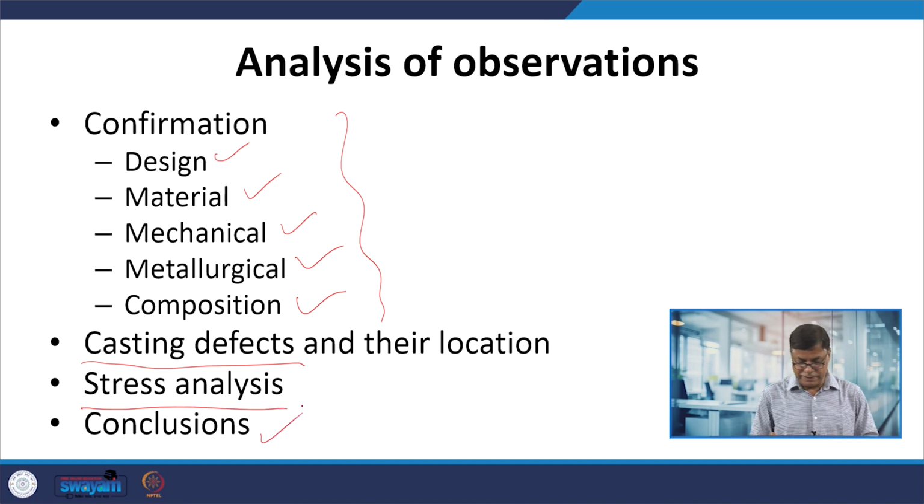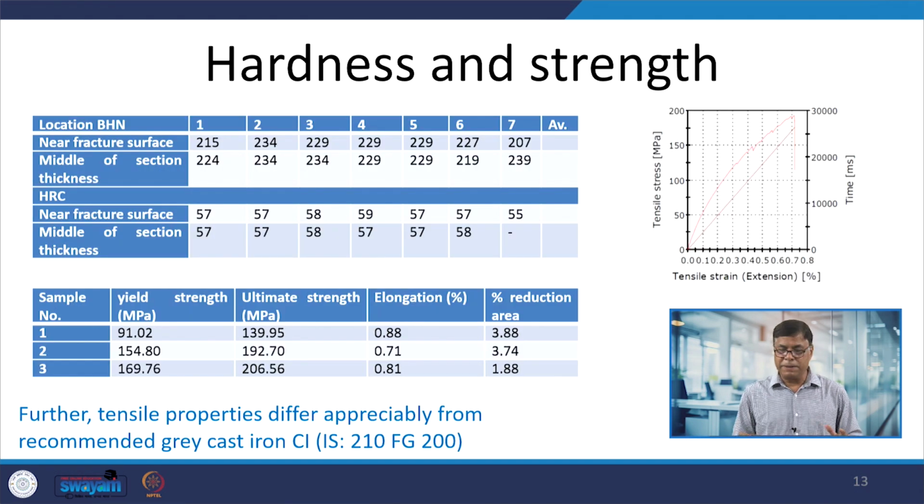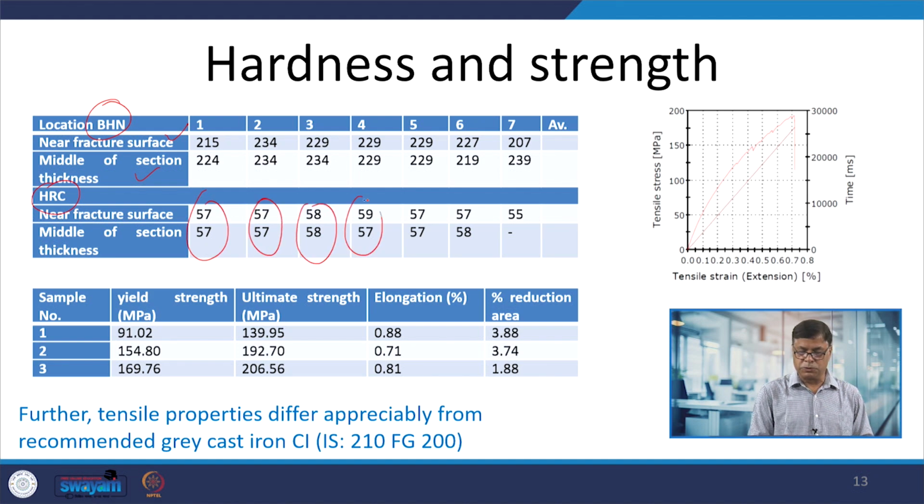Okay. And then finally, the conclusions. Here, if we see in this particular case, the fractured component samples were taken and the hardness and tensile strength tests were done. The sample was taken from near the fracture surface, middle of the section thickness, and these were measured in terms of Brinell hardness and Rockwell hardness, and the measured values are shown here.